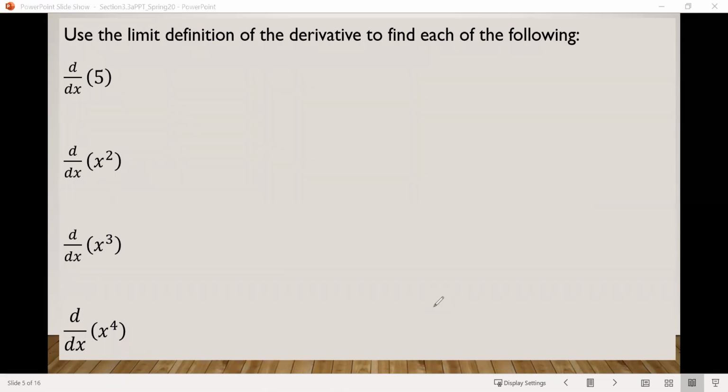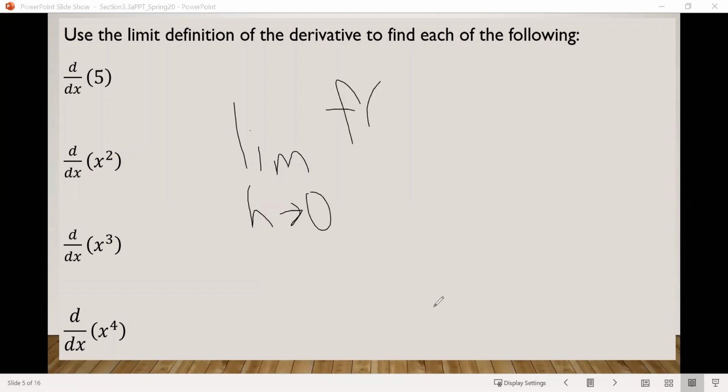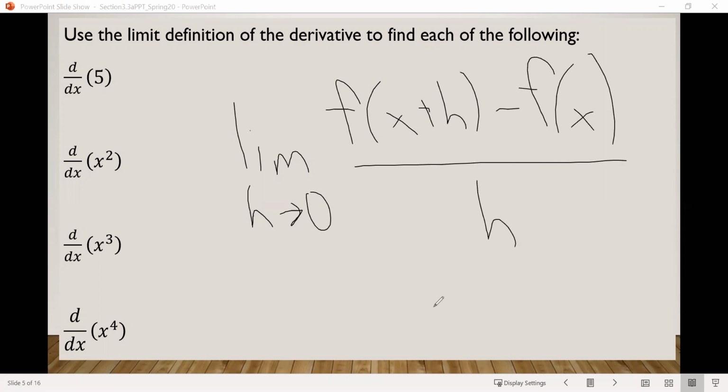Remember, if we're using the limit definition of the derivative, that's the limit as h approaches 0 of f of x plus h minus f of x, all over h. Sorry, I misspoke earlier; it's not as x approaches h, it's as h approaches 0. So that's our limit definition of the derivative. Let's apply that to these.